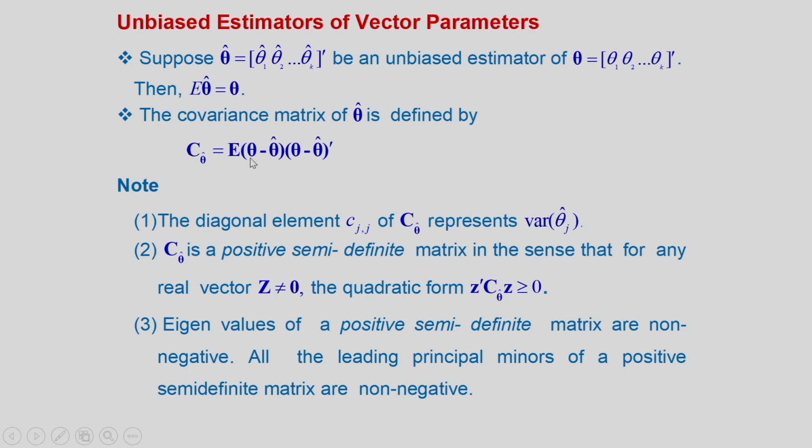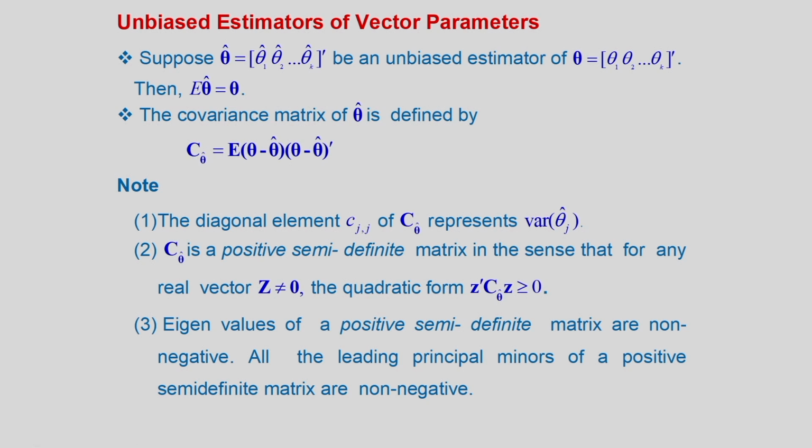Now, we examine some interesting properties of this covariance matrix. The diagonal elements C j j of C of theta hat represent the variance of theta hat j. So, the jth diagonal element will be the variance of theta hat j. Similarly, C of theta hat is a positive semi-definite matrix. That is very important.